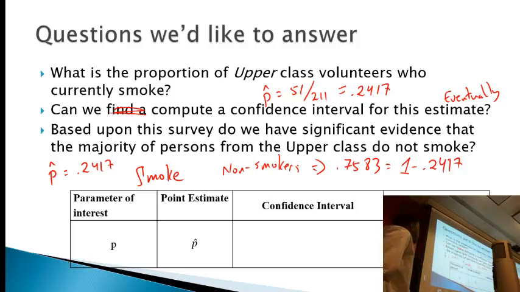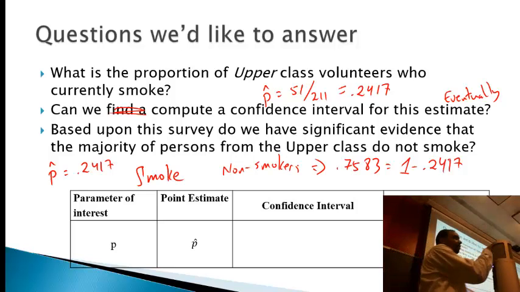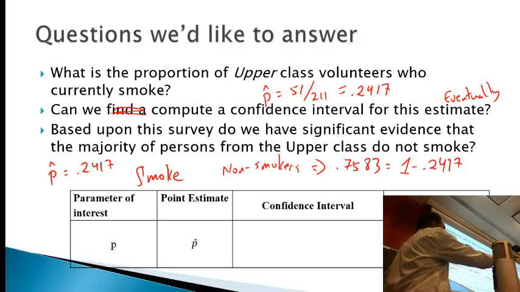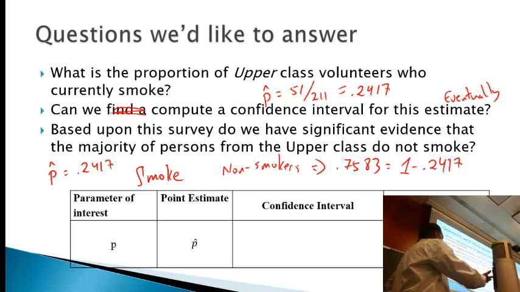So let's see here. Do we have enough evidence that the majority of persons from the upper class do not smoke? Well, if 24% do smoke, according to our random sample, so to speak, and 75%-ish don't smoke, then we have pretty good evidence so far, but you guys are smart enough to know that we have to do a confidence interval, we have to do a hypothesis test, that sort of thing. We can't just go and say, well, 75% is bigger than 50%, and we're in the clear.